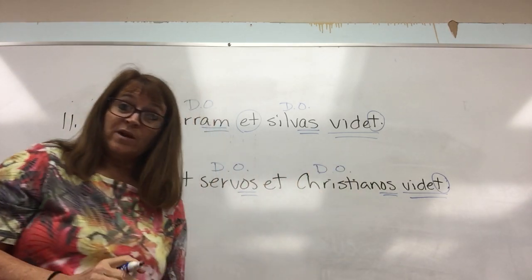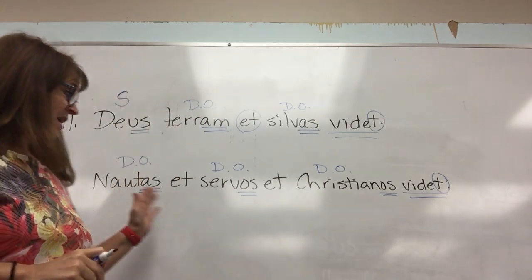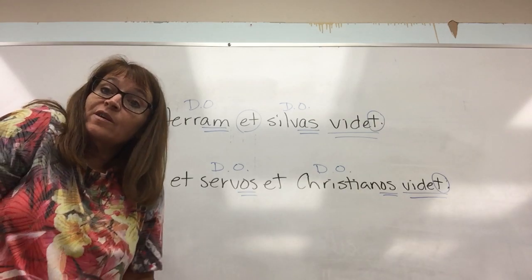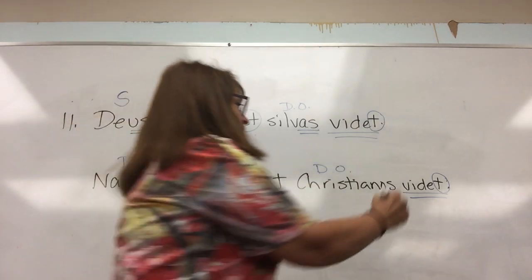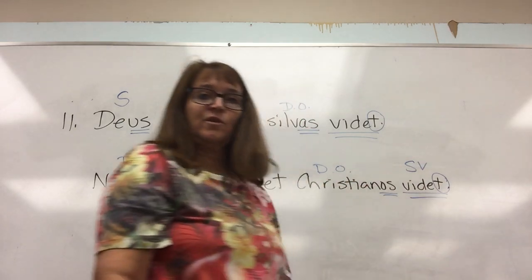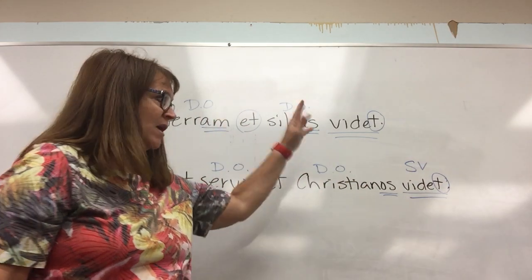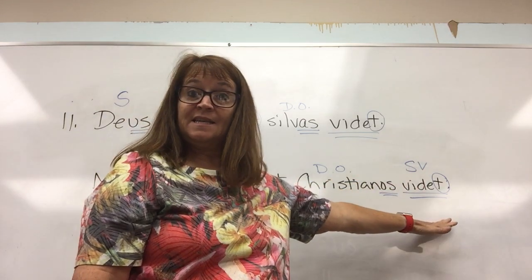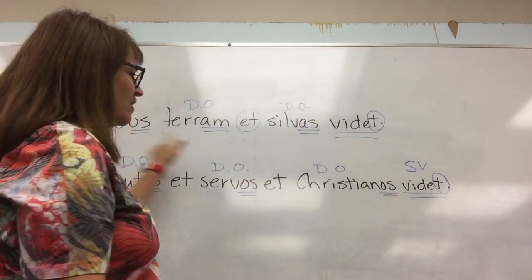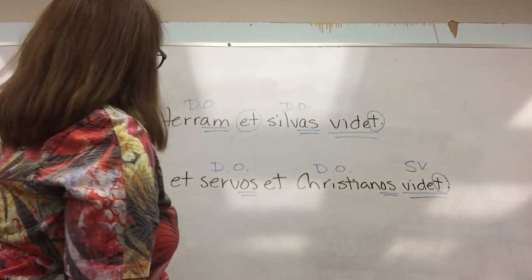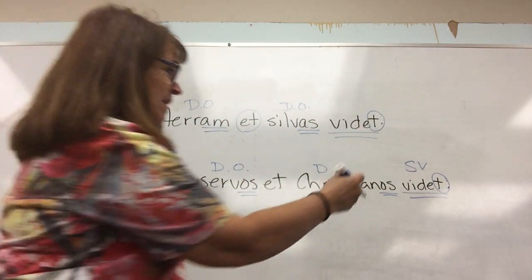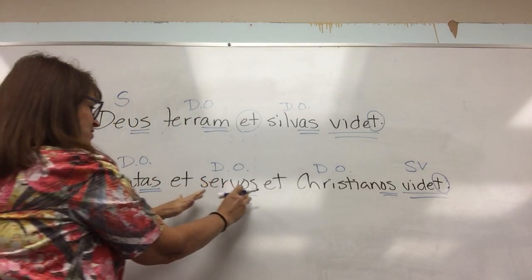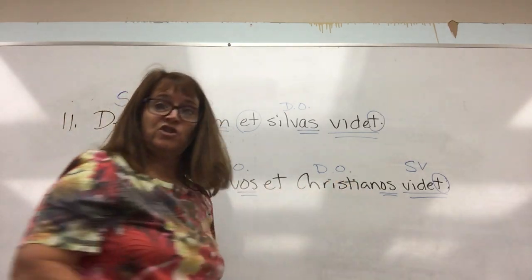So do you remember where to find a subject if there's not another noun that's the subject? That's right. You can find it in the verb. So sometimes I label this subject verb. Okay, so I just remember, okay, my subject's in the verb. So this time I'm going to say, he sees. Okay, because remember, we're talking to God. It could be he, she, or it. But this sentence was about God, so I'm going to keep it as a he. He sees the sailors and the servants and the Christians.